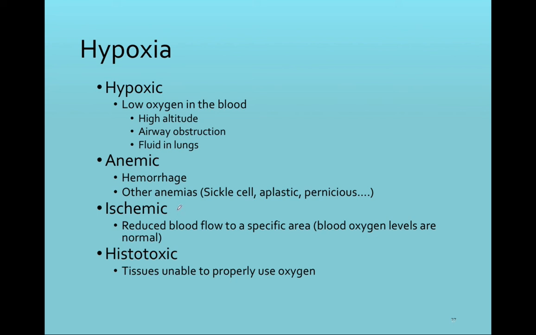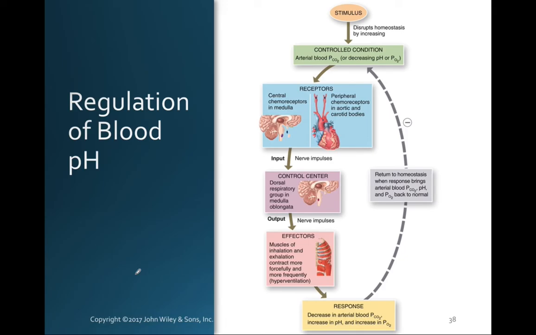Lastly, histotoxic hypoxia refers to an inability for our own tissues to use oxygen. Once again, oxygen will be carried by our red blood cells, but if our tissues are in some way defective and they can't use the oxygen that's brought to them, this would fall under histotoxic hypoxia.